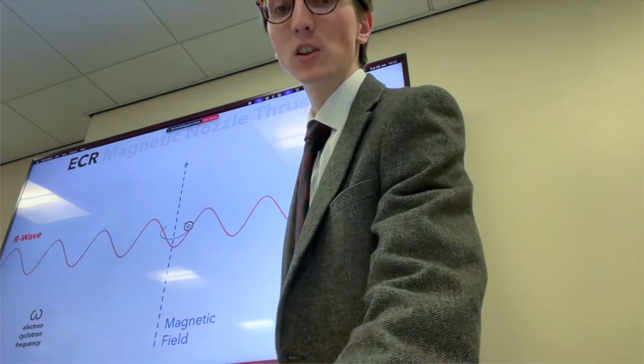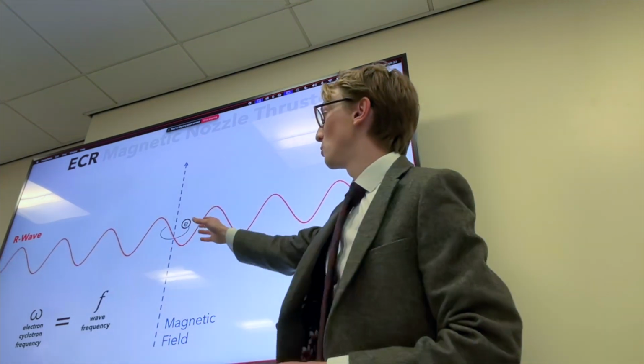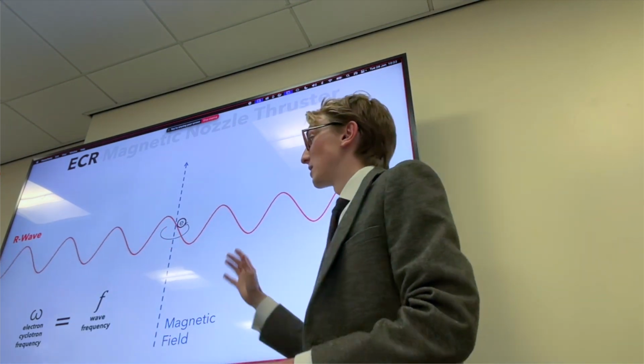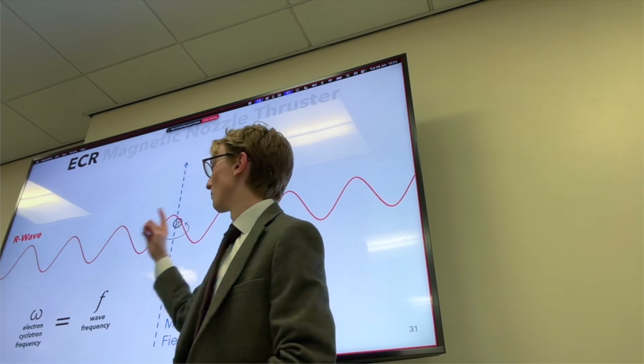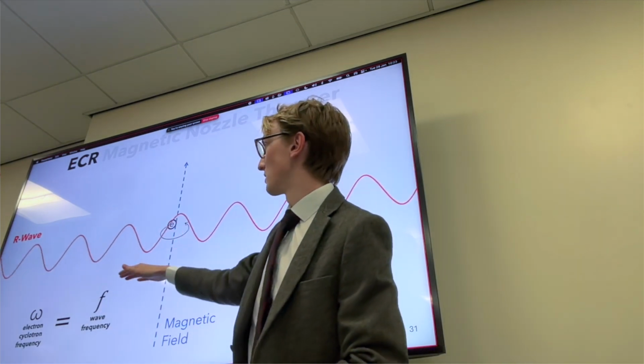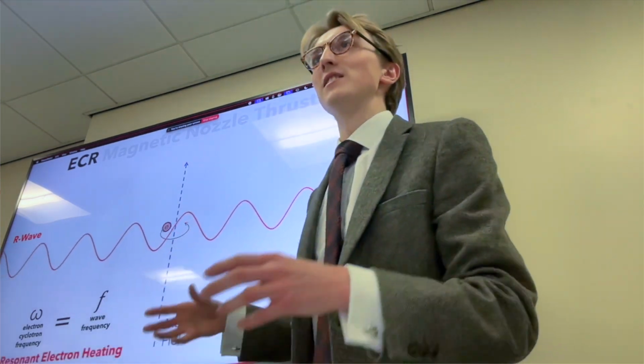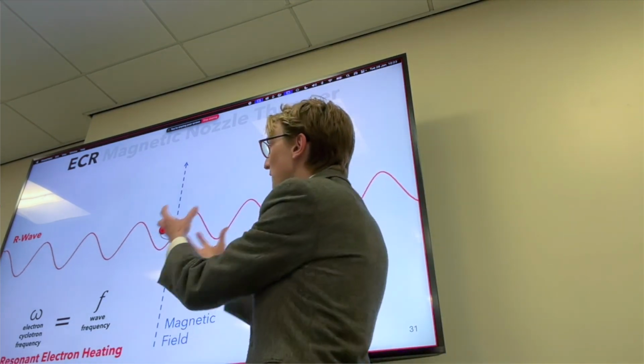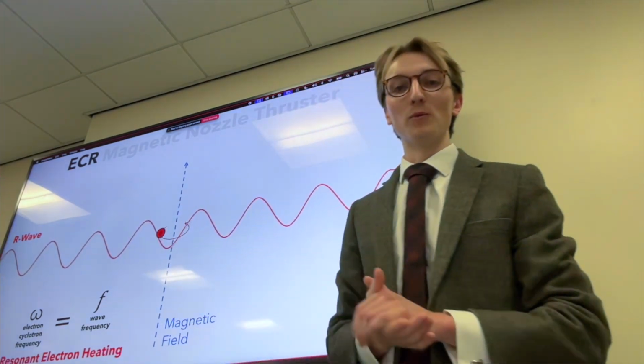So if we apply an R wave to this rotating electron, and specifically, if the electron's cyclotron frequency is equal to the wave's frequency, what we get is resonant electron heating, where the energy is really efficiently given over to this electron.